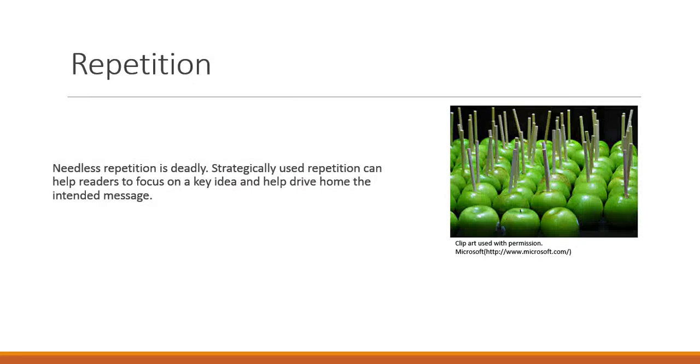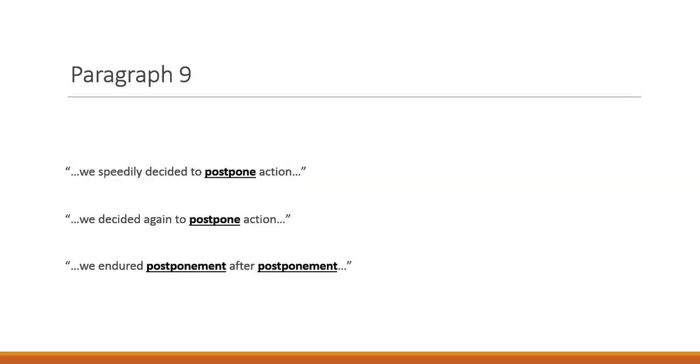Now, repetition is the next technique we're going to look at, and of course we know that needless repetition is deadly, but strategically used repetition can help readers to focus on a key idea and help drive home the intended message. So in paragraph 9, we see these repeated terms. We speedily decided to postpone action. We decided again to postpone action. We endured postponement after postponement. And what happens here is, through the repetition of this word postpone, it just keeps putting it farther off the radar there, so it builds up in the reader this feeling of postponing.